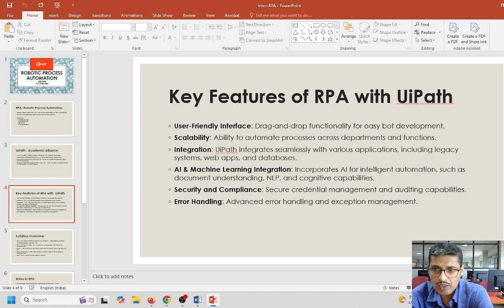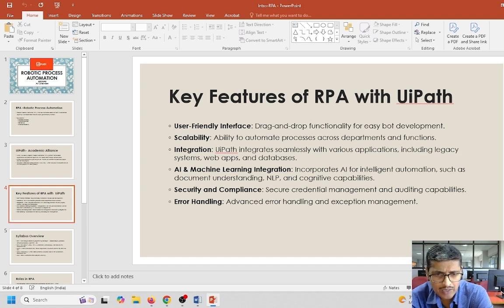Key features of RPA with UiPath. As I told you, it is very user friendly, where it involves drag and drop functionality. Much coding knowledge is not required over here. If you have a little basic knowledge of programming, you can design software bots, and the studio is designed in such a way that most of the options are in the form of drag and drop, so that you can have a flowchart-like structure and create the software bots.